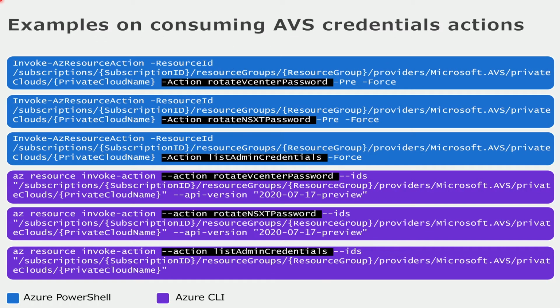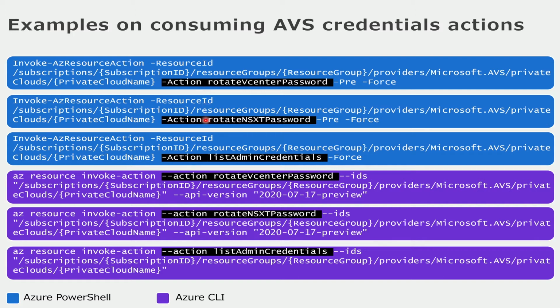Here you see two sets of examples through Azure PowerShell and Azure CLI on how to trigger the two new actions I mentioned in the previous slide, rotateVcenterPassword and rotateNSXTPassword.